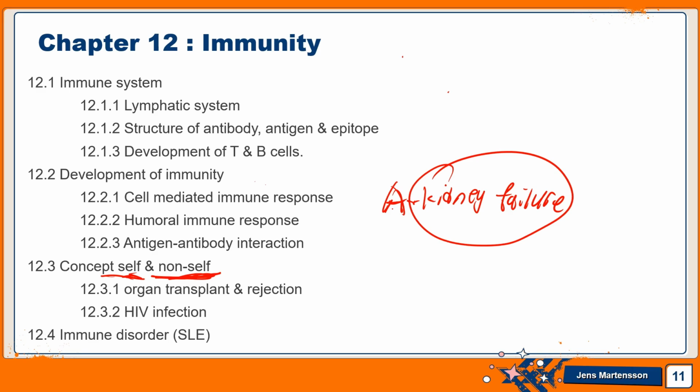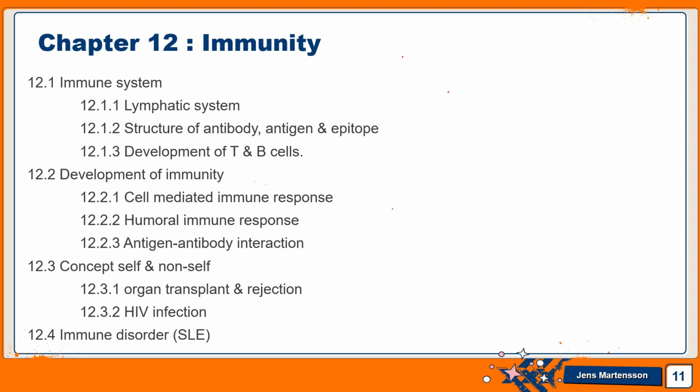So before donation we have to make a test to see whether he and I accept each other or not. Only if we accept, then I can donate my kidney to him. If not, it is totally not possible. So this is organ transplant and rejection. But there are many types of organ transplant you have to know, and also rejection and prevention of rejection. Then another important topic in this chapter is HIV infection.